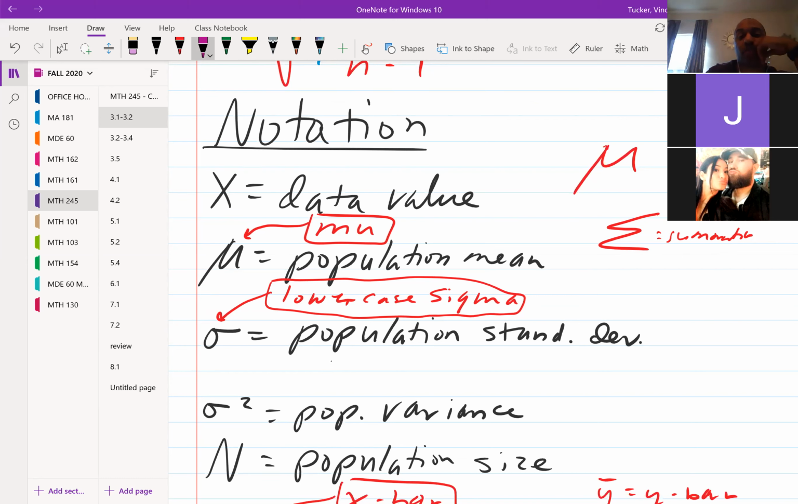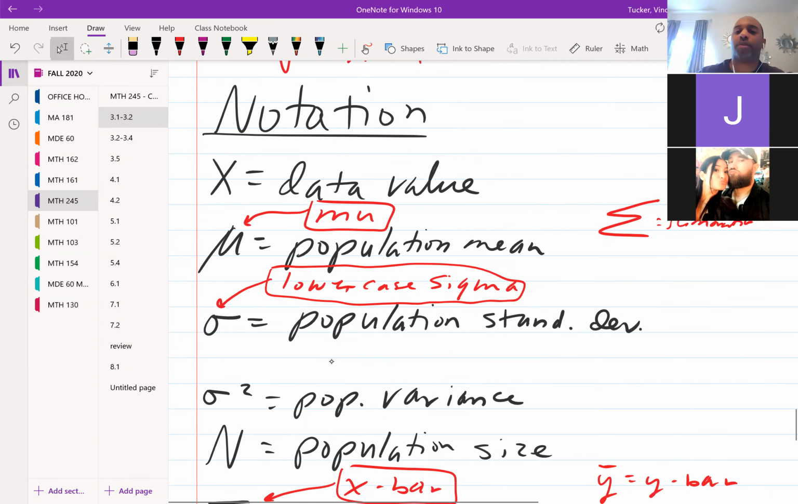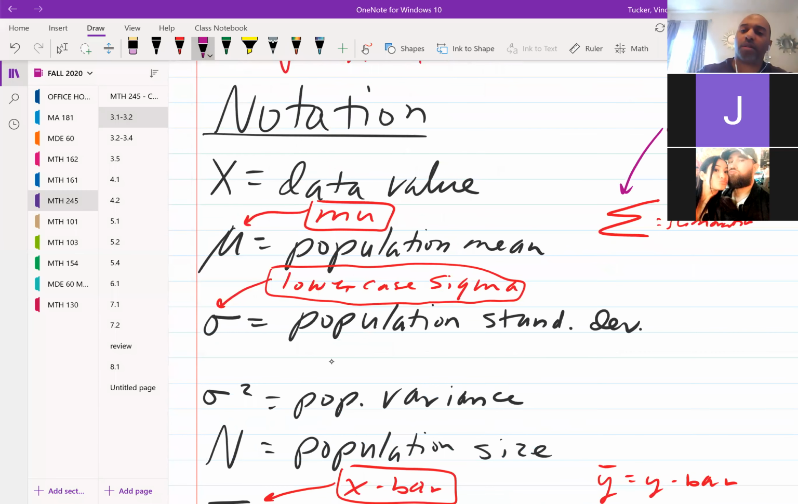Lowercase sigma represents the population standard deviation. Now, capital sigma, I think I have this down here somewhere. Nope, I don't. So capital sigma is right here, and that represents the summation of your data values. If I were to do sigma x, that means just add up all of your data values. So summation is what capital sigma represents.